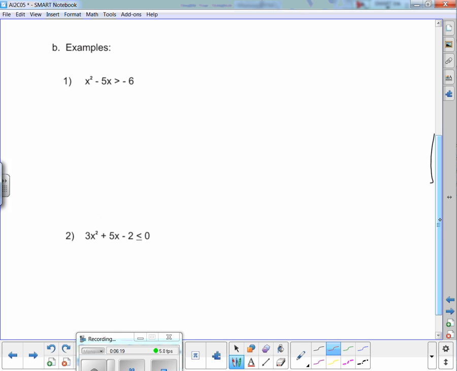Okay, so first off, we've got to look at this thing and set it equal to 0. To save room, I'm going to go out to the right here. So x squared minus 5x plus 6 is greater than 0. Right, I just added a positive 6 to both sides. Everybody okay with that?